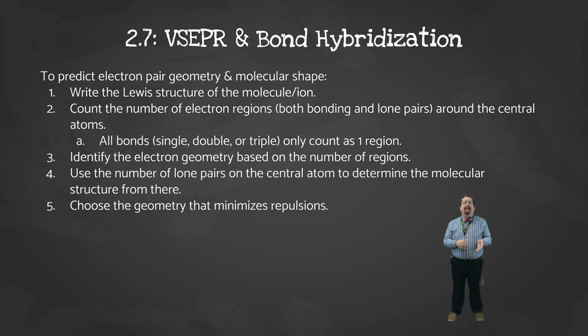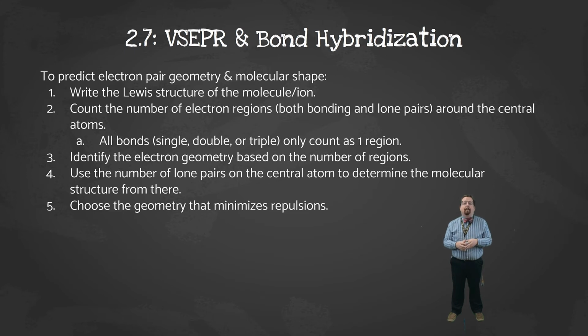To determine the molecular geometry of a molecule, you have to determine the Lewis structure first, then count the number of electron regions to determine the electron geometry, and from there look at how many of those regions are lone pairs around the central atom, and then determine the molecular geometry.